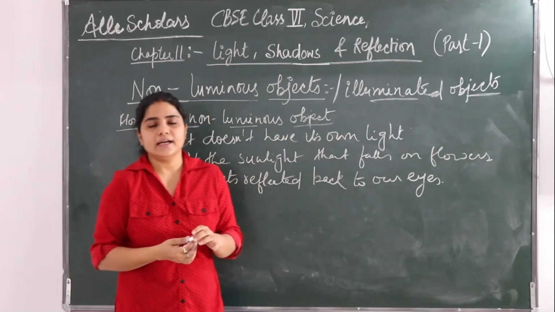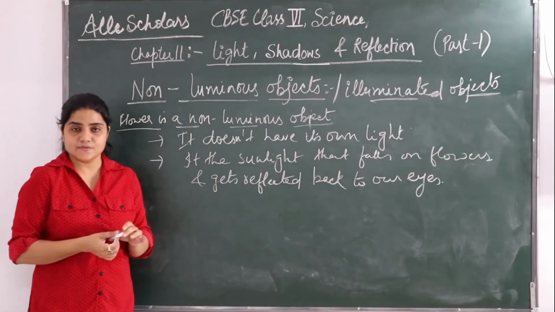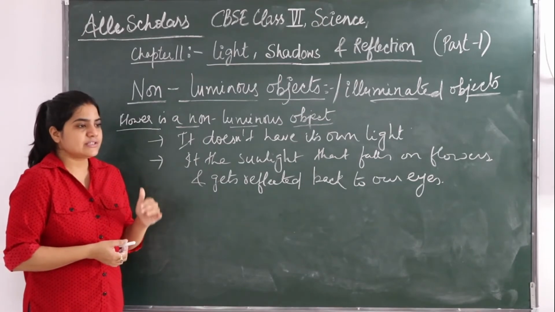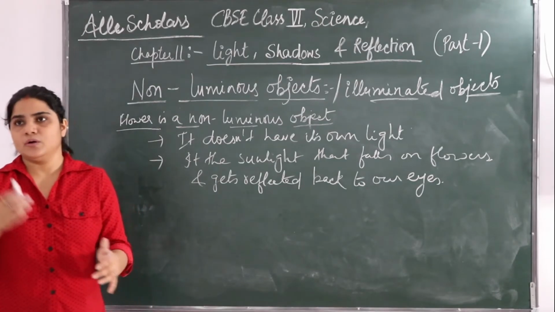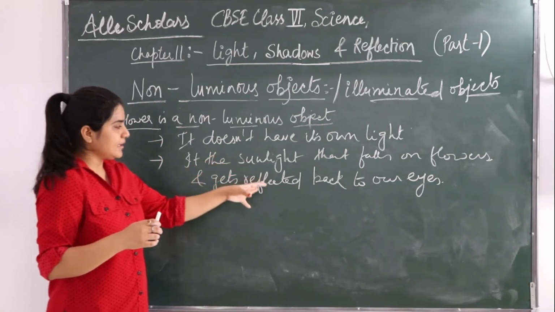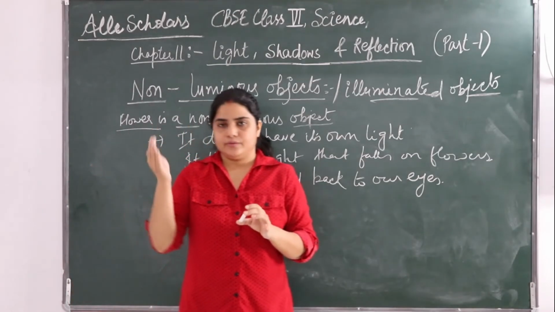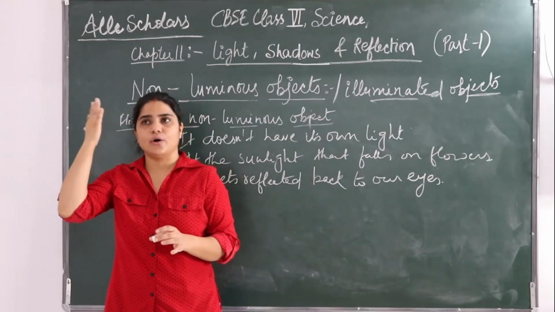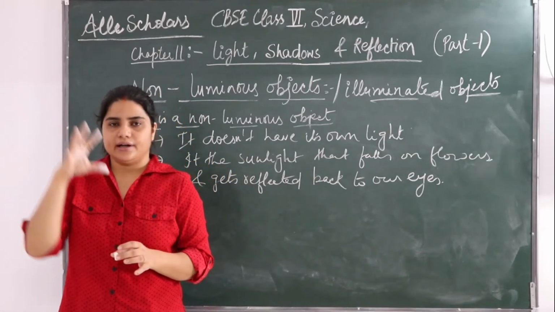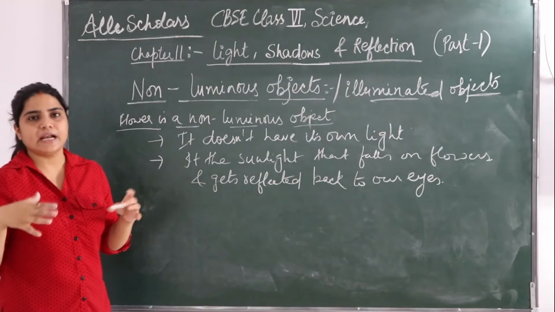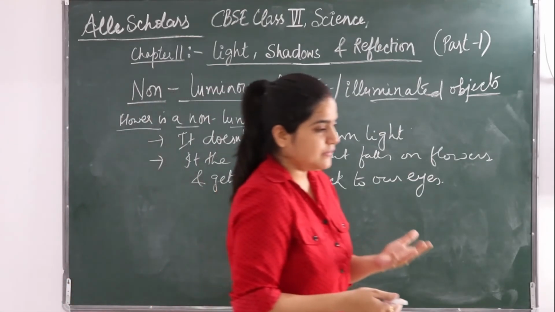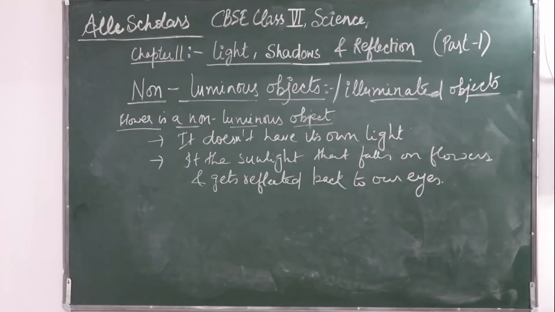So during night time, the flower is visible to us because it reflects the light received from an electric bulb. Okay, like it is reflecting the sunlight. Similarly, at night when an electric bulb or a street light is there, the flower receives that light also and reflects it in all the directions. That's why it can be visible to us at night also.